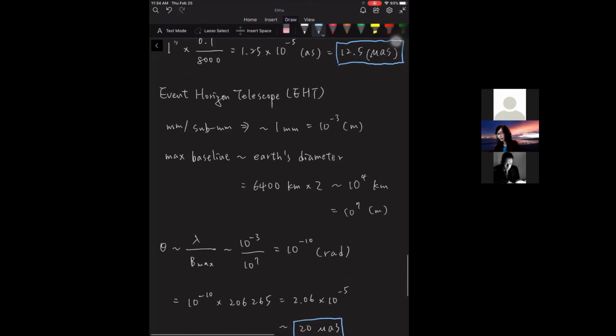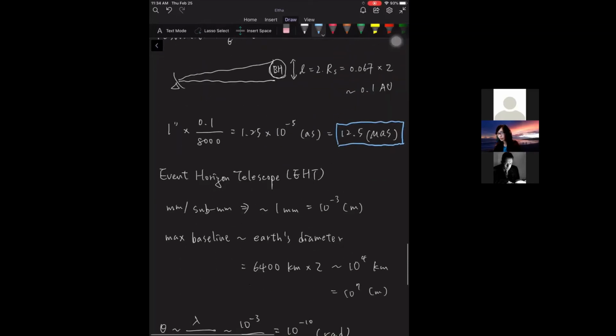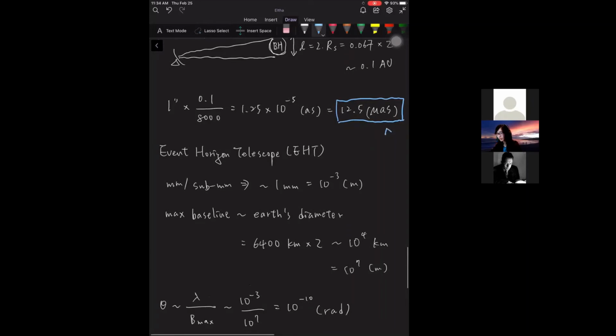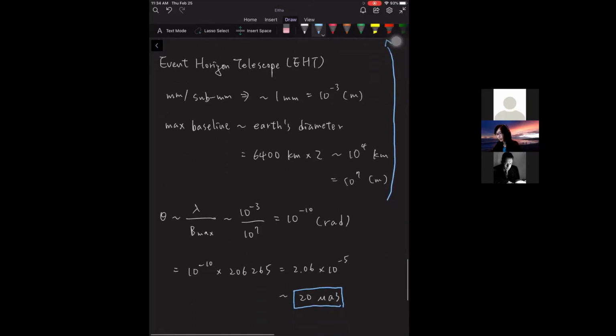So we can compare that. We just calculated that we need about 12.5 microarcsecond to resolve our supermassive black hole. And then we see that the angular resolution of the Event Horizon Telescope is very similar to the resolution we required.